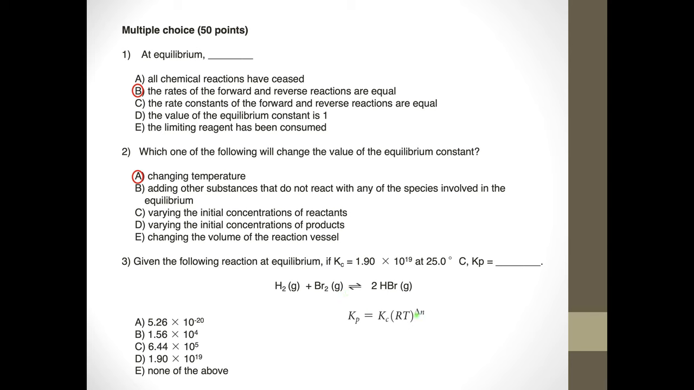So if the exponent is 0, when you elevate this to a power of 0, it's going to be equal to 1. That means that Kp is going to be equal to Kc. So here the Kc is going to be 1.90 times 10 to the power of minus 19. Because the change in moles is 0, 2 minus 2 is 0, and anything elevated to 0 is equal to 1, so all this product is equal to 1, so Kc is equal to Kp. So that's why it's letter D.